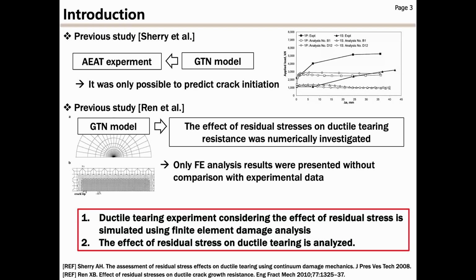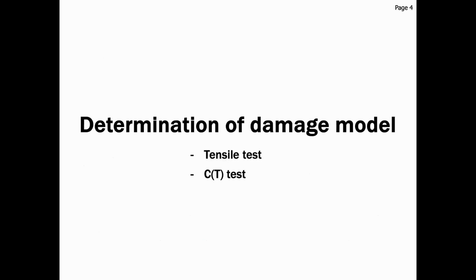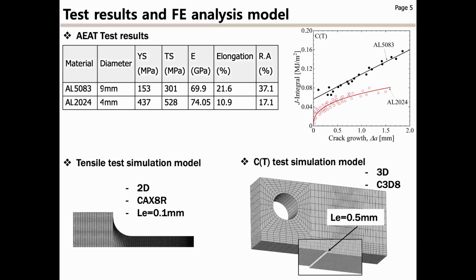In this study, ductile tearing experiments considering the effect of residual stress are simulated using finite element damage analysis, and the effect of residual stress on ductile tearing is analyzed. The AAT test performed to analyze the residual stress effect was used.